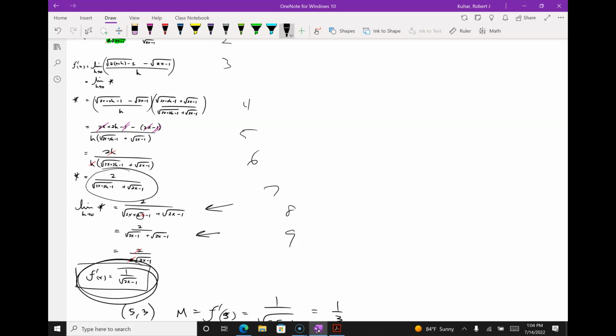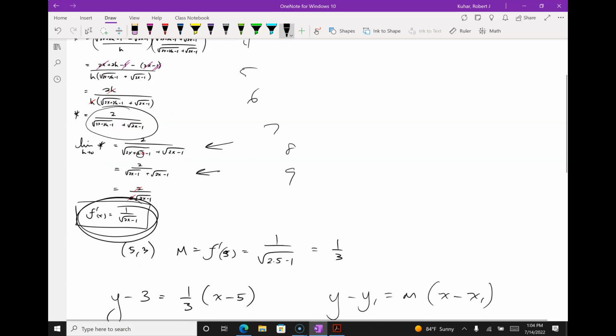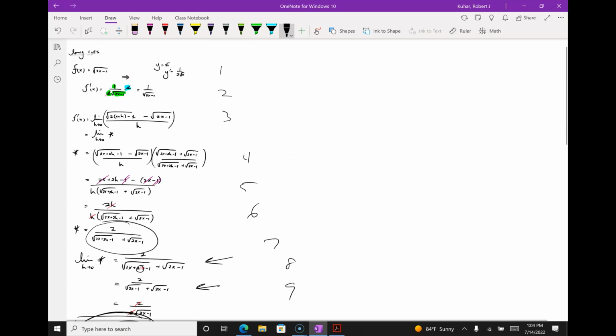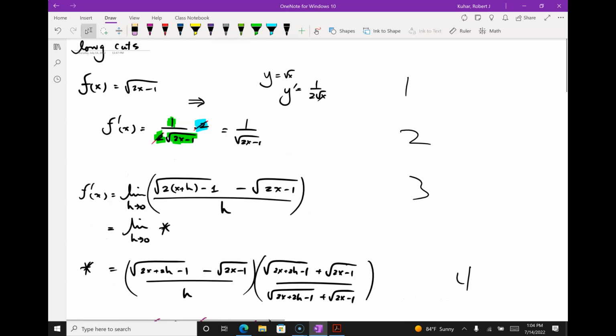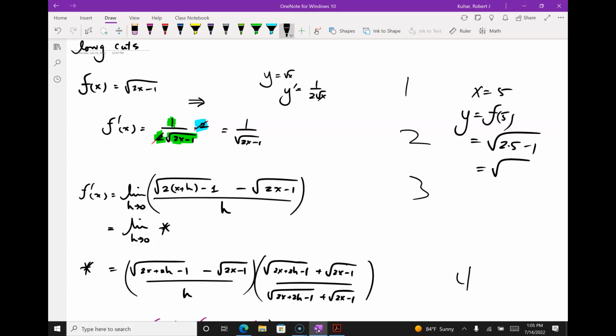Did you get that number? Yeah, so we had decided that 5 was a nice point. X is 5, we saw it hit the crosshairs. And then we plugged 5 into the original function. So if x is 5, y is f of 5, which is square root of 2 times 5 minus 1, which is the square root of 10 minus 1, which is square root of 9, which is 3.